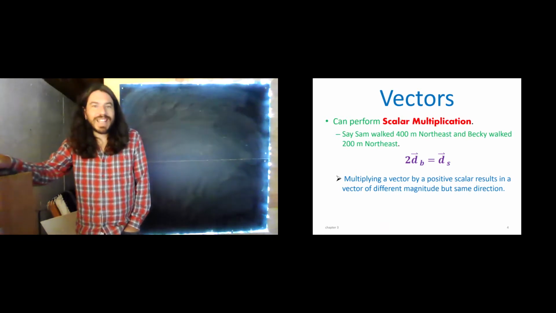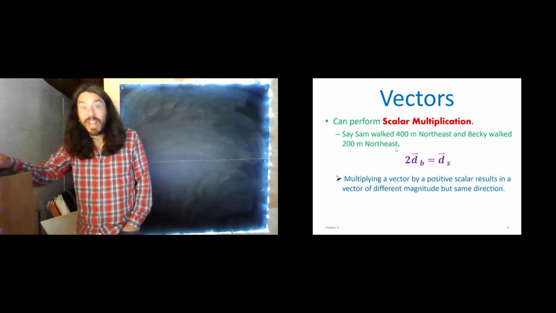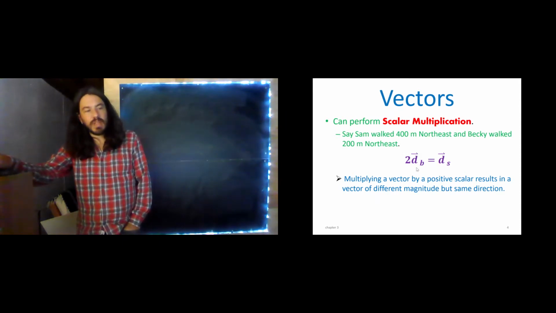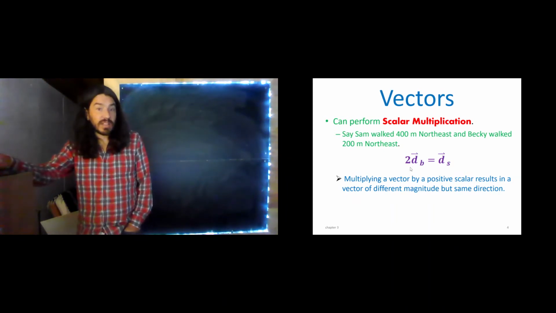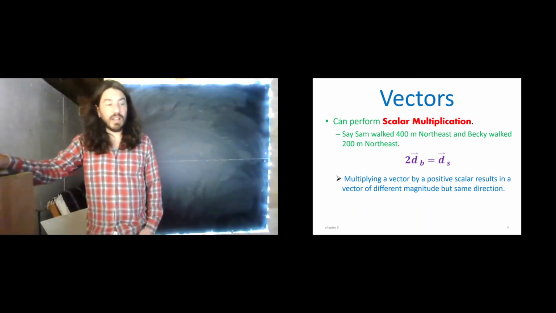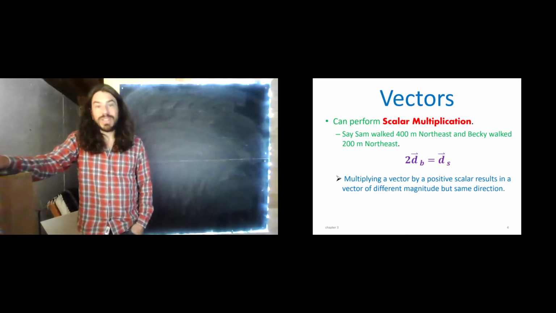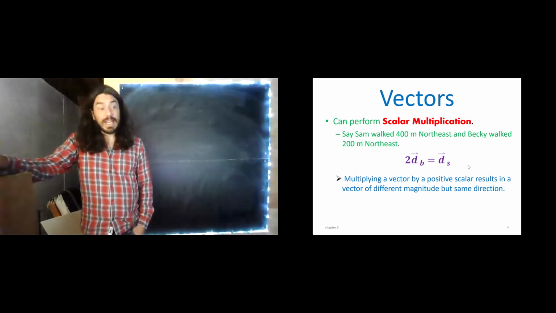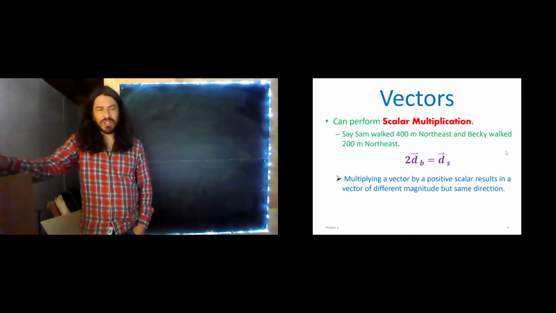We can perform what's called scalar multiplication. To do this, say Sam walked 400 meters northeast and Becky walked 200 meters northeast. These are new vectors, new Sam and Becky vectors. Then we could say that 2 times the displacement of Becky is equal to the displacement of Sam. Notice that 2 is not a vector. It's a scalar, and so we call this scalar multiplication. Multiplying a vector by a positive scalar results in a vector of different magnitude but the same direction. Multiplying a vector by a negative scalar would actually change the direction.